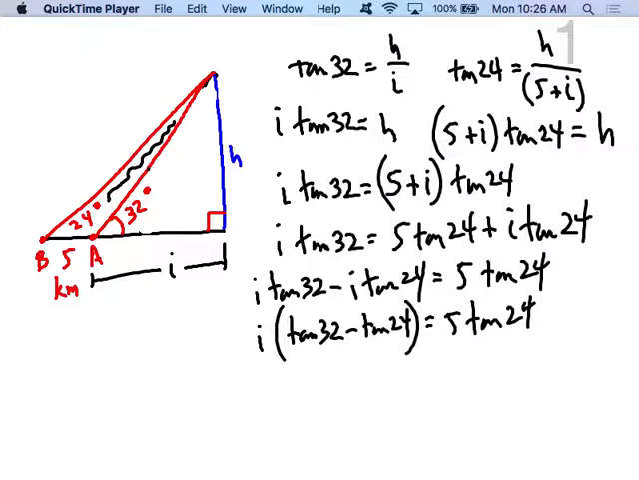Now I've got a product, and that product is i times that gunk in parentheses. How do I get i by itself? Divide by the gunk in parentheses. So i is equal to this: 5 times tangent 24 divided by tangent of 32 minus tangent 24. This is all a number. There's no variables left there, and we know exactly what i is.